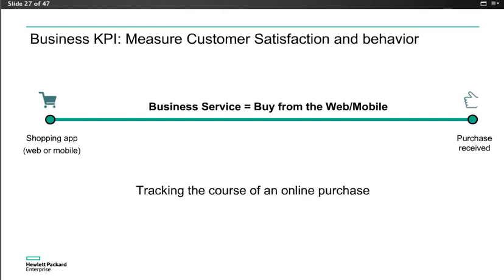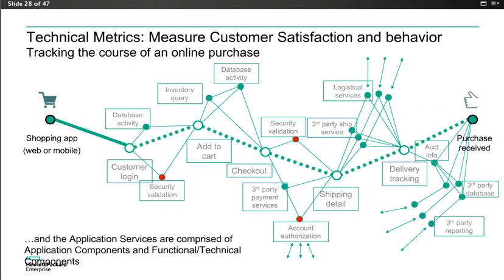But the situation from IT looks like this. It means that there is no one simple service that is responsible to deliver some goods to the customer. There is a lot of interaction between third-party services. So, for example, inventory query, database query, or database activities.